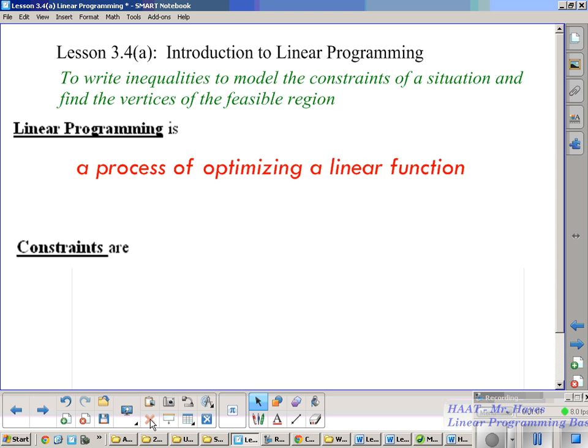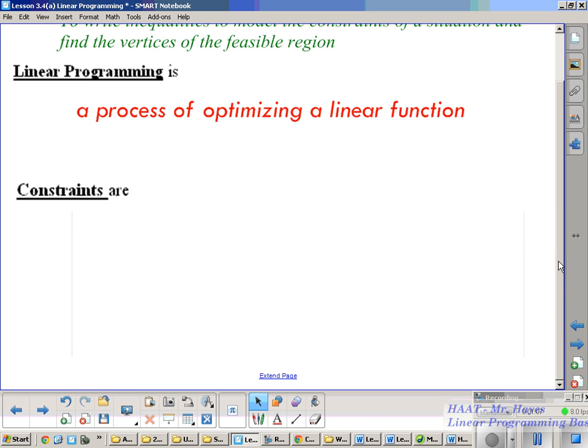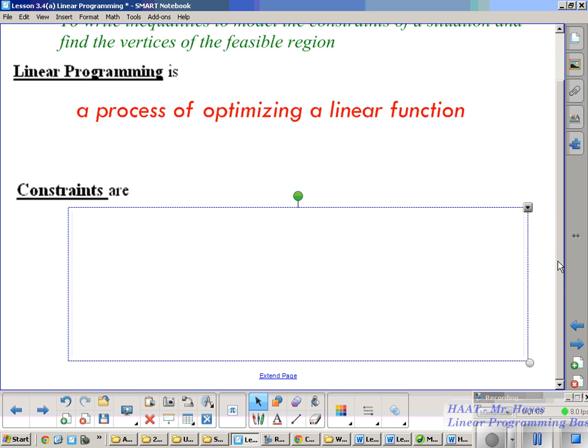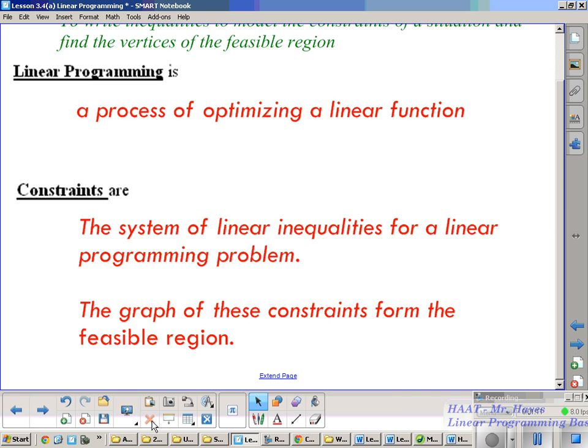And the constraints, if you think about what the definition of constraint means, share it with somebody. Constraints are the system of linear inequalities for a linear programming problem, which is very redundant. Basically, the graphs of the linear inequalities are the constraints that form the feasible region. Feasible region is possible solutions.